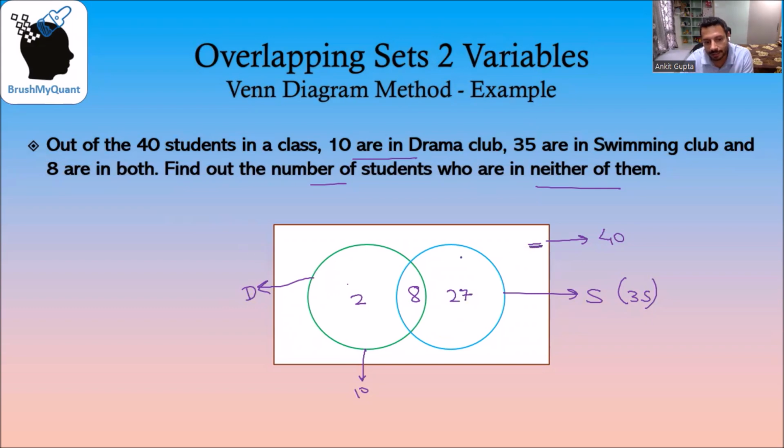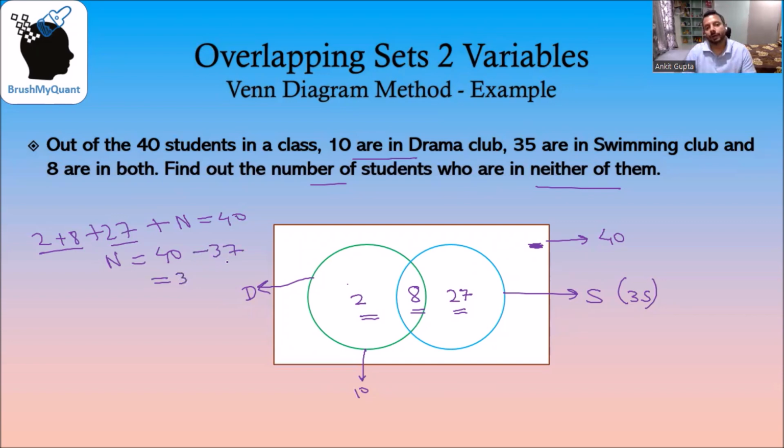And now we can easily find this value because we know 2 plus 8 plus 27, which are these three values, plus students who are in neither of them. So let's say neither is equal to total students. So that means neither will be equal to 40 minus 37, which is equal to 3. So whenever you have problems involving two variables in case of overlapping sets, my recommendation is always go for the table method because it is easier to solve those kind of problems using a table method.